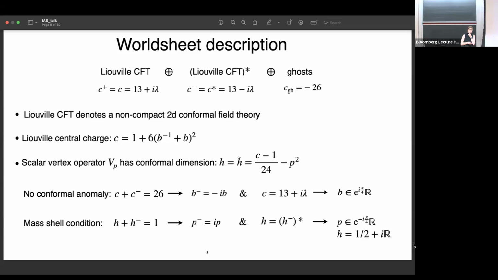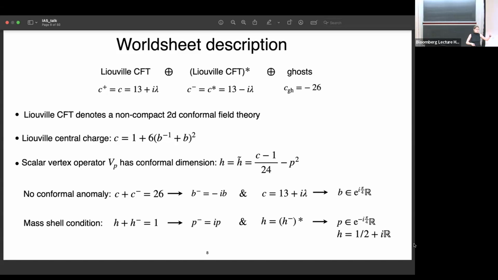And the opposite choice would give an equivalent theory? Yes. Actually, we will even see that there's some invariance under going to 1 over B, which will just put it on the other side. I see. Of course. Very good.